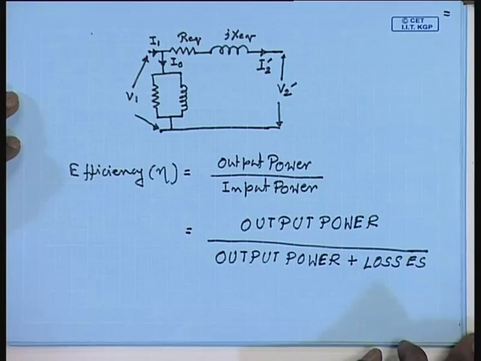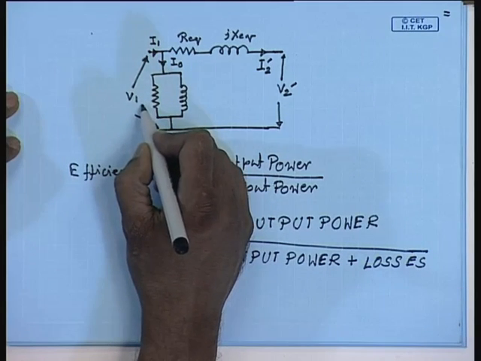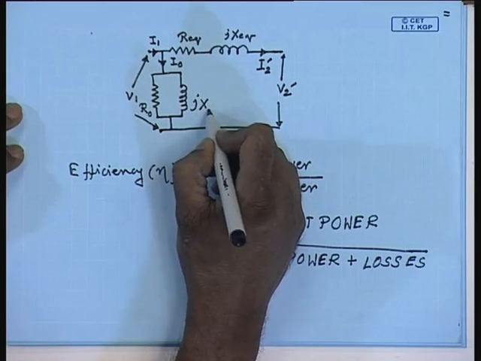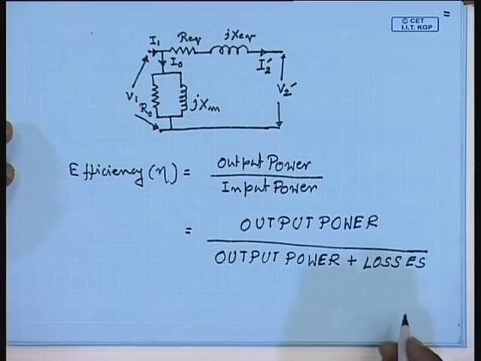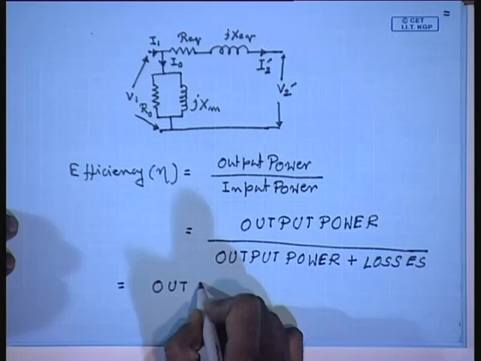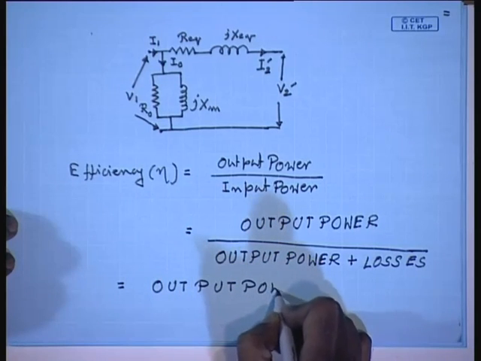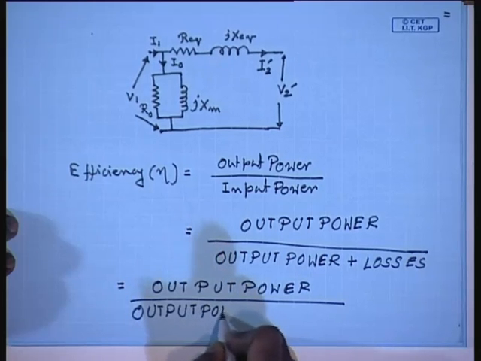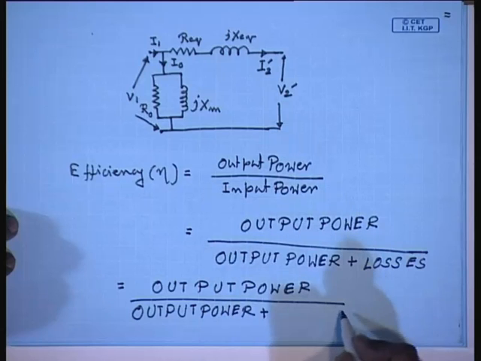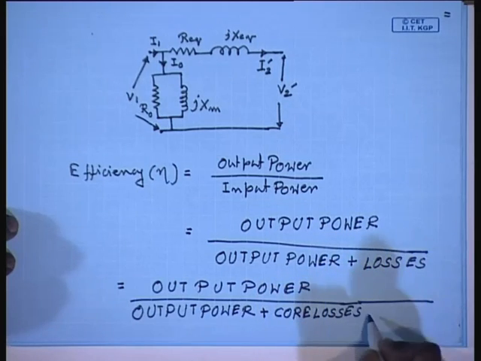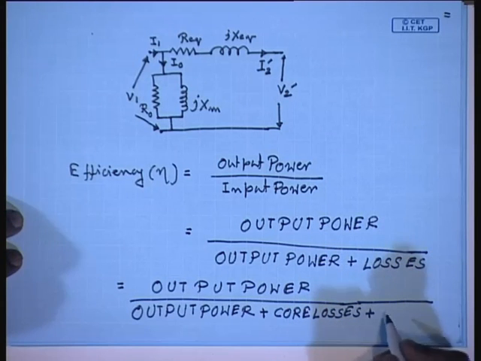Now, what are the different losses that can occur in a single phase transformer? We have seen the first element is the core loss resistance. This is the loss due to hysteresis and eddy current, and in the equivalent circuit we represent it by a resistance. And the second major loss that can occur is in the winding resistances Req. Therefore, the losses can be broken down into two parts: core losses plus losses in the winding resistance. This is called the copper loss.